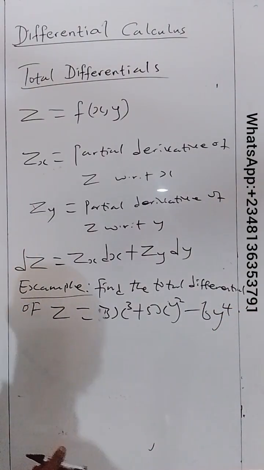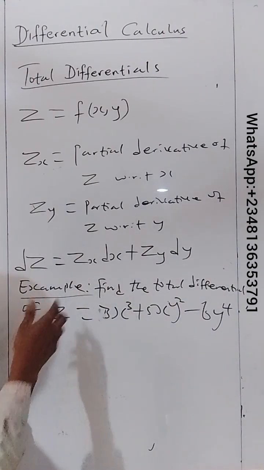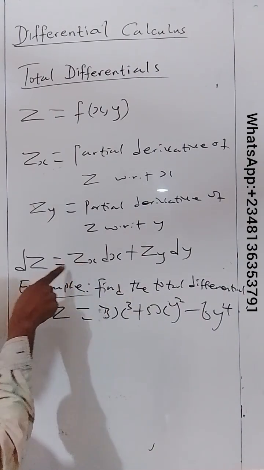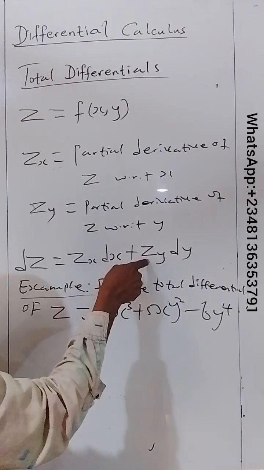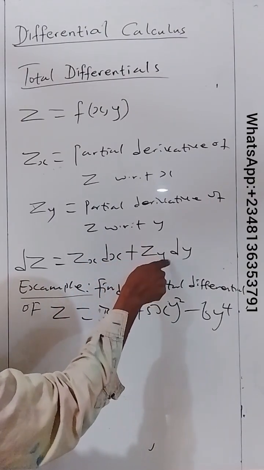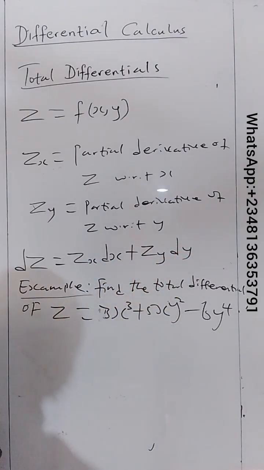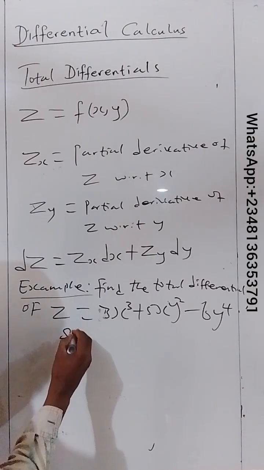To find the total differential is very simple. We first need to derive the partial derivative of z with respect to x, then we multiply by dx, then we also find the partial derivative of z with respect to y, then we multiply by dy. So that we are going to do. Solution.